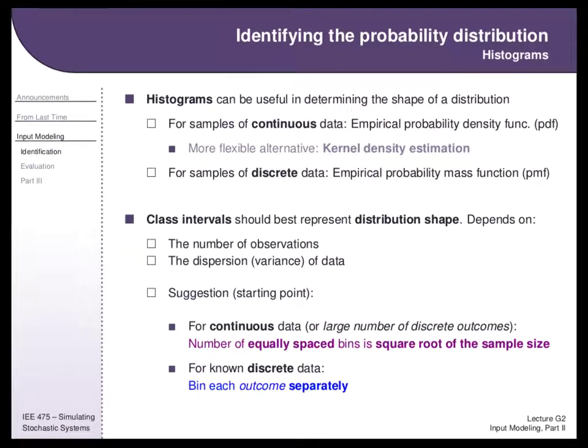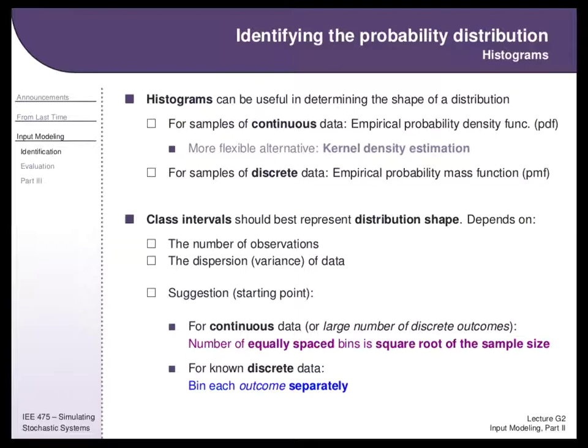So histograms are a great way to start with this, and hopefully you've been using histograms more in other data-driven classes. For samples of continuous data, they give us an empirical PDF. For discrete data, an empirical PMF. The big issue with histograms is how to choose those bin sizes or class intervals. It really depends on the number of observations and how dispersed, how varied the data are. A good suggestion for continuous data is to take the square root of the sample size. But really be careful. If you know that it's discrete data, it's always best to bin every outcome separately.